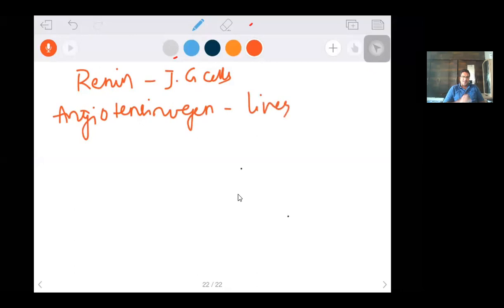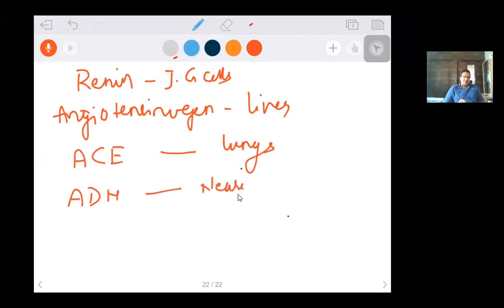Angiotensinogen is from the liver. Angiotensin converting enzyme is from the lungs. ADH or vasopressin is from the neurohypophysis of the pituitary gland.